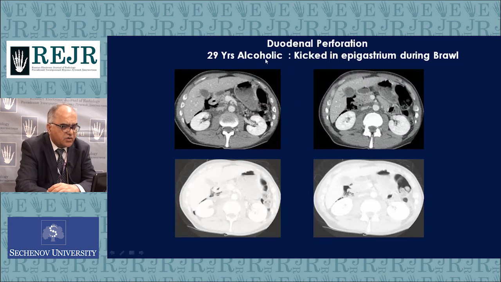Here is a 29-year-old alcoholic kicked in the epigastrium during a brawl. We can see there seems a transection of the second part of the duodenum surrounded by low density area on soft tissue window, which proved to be air on lung window. So there is a fracture of the duodenum with perforation.